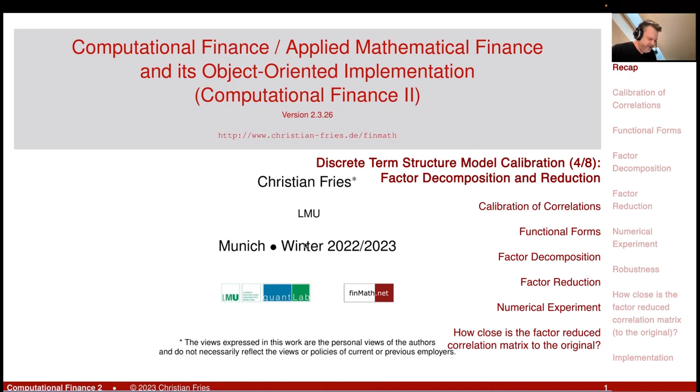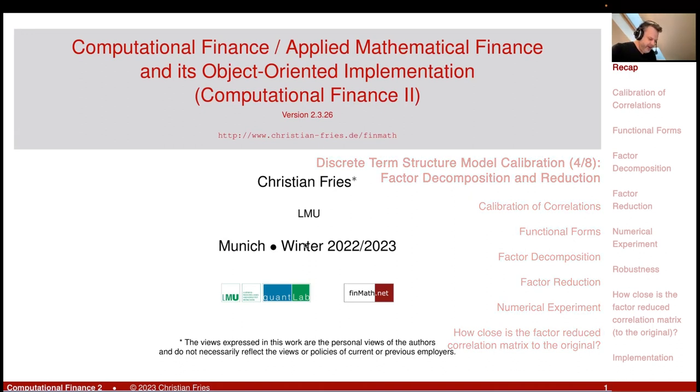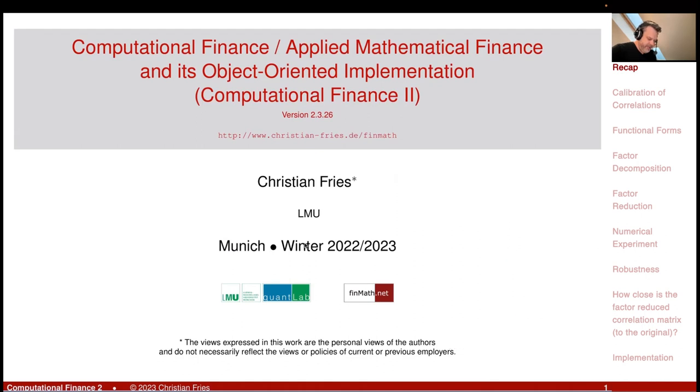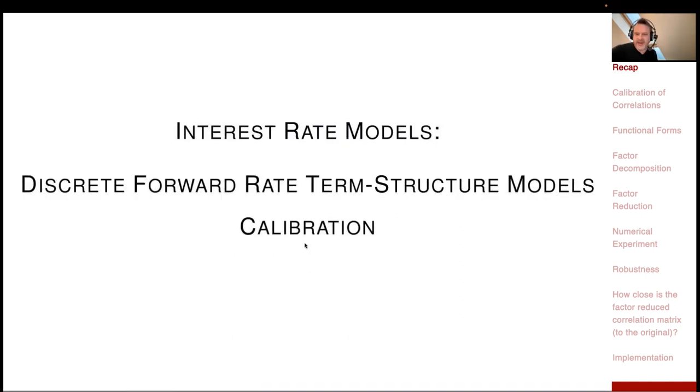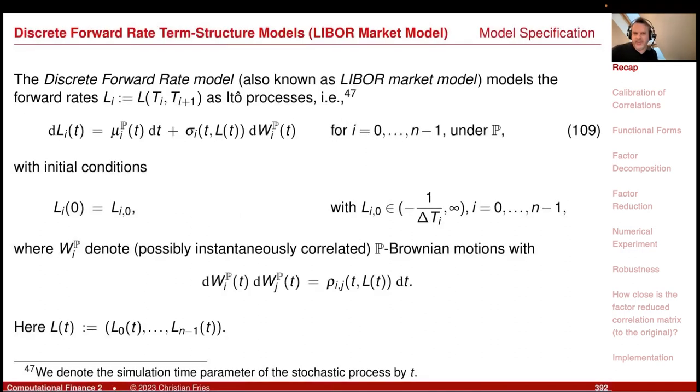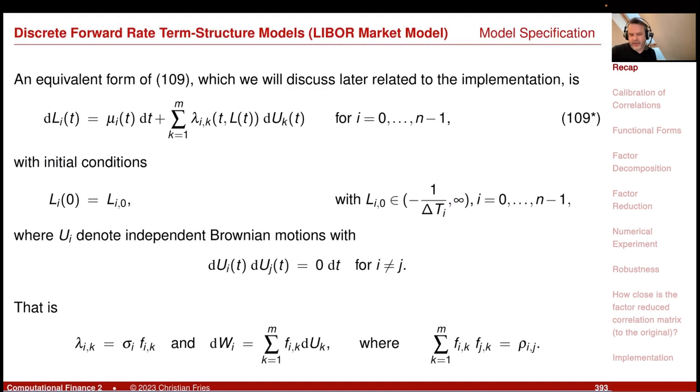So we started discussing the calibration of our model. We are here in this big section, discrete forward rate term structure model calibration. The models we are considering are models for the interest rate curve that model a discretized interest rate curve by modeling a family of forward rates, either in this version or that version.